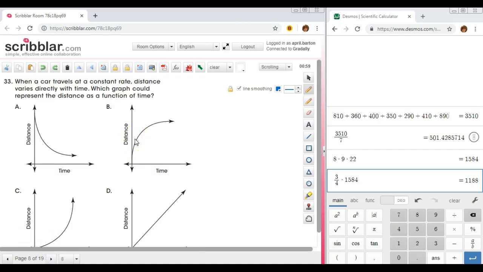33. When a car travels at a constant rate, distance varies directly with time. Which graph could represent the distance as a function of time? So when they say it varies directly, that means it's going at a constant rate. So the only line, or figure, that looks to be constant is the line graph. Every other one is you start fast and start slowing down, or you start slow and then speed up. So the only one that's constant is D.